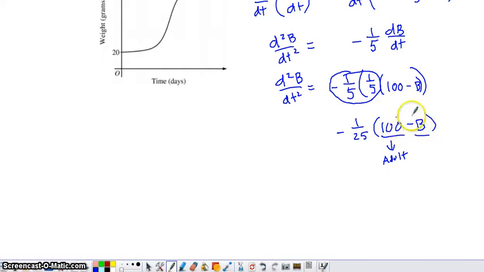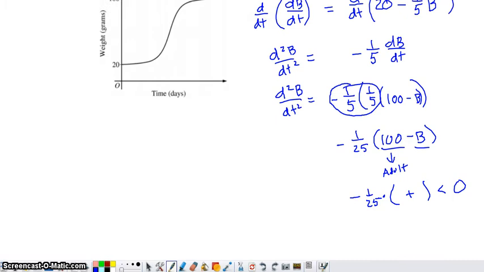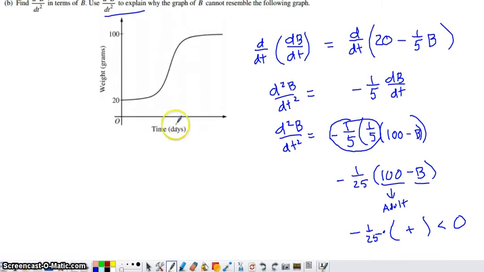So this set of parentheses right here is always going to be positive and eventually 0 once the bird's an adult. So we have negative 1/25 times a quantity that's always going to be positive and eventually a very small positive value until it's finally 0. The product of a negative and a positive is always going to be less than 0. So what this work implies is that the second derivative for any value of b is always going to be less than 0.